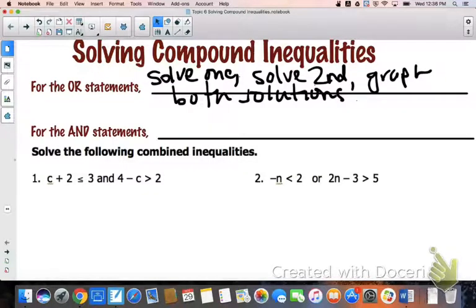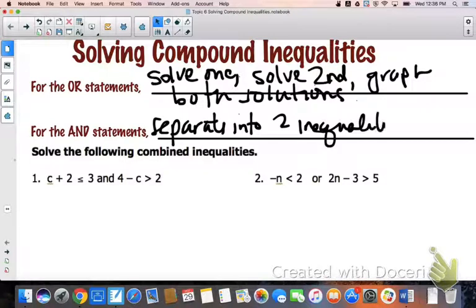Okay, with and statements. There are two different types of and statements. As we get there, I will show you both of them. But one of them is connected. If you look down, it's like number 4. Examples 4, 5, and 6 are all and statements that are connected. What you can do is separate into 2 inequalities and then solve each. And I'll show you how to do that and graph.